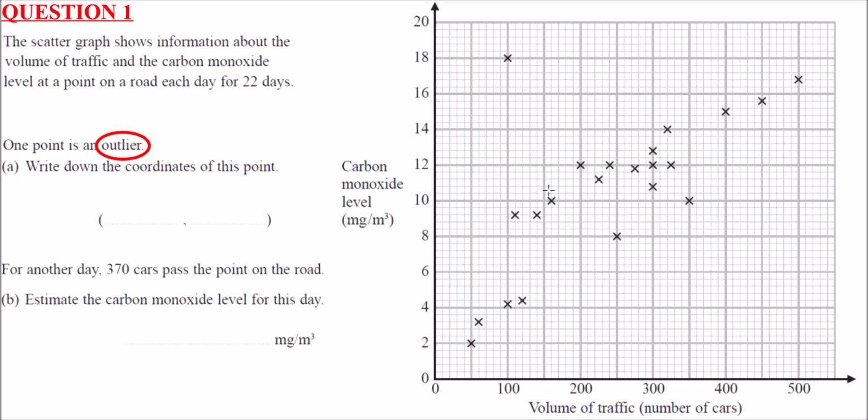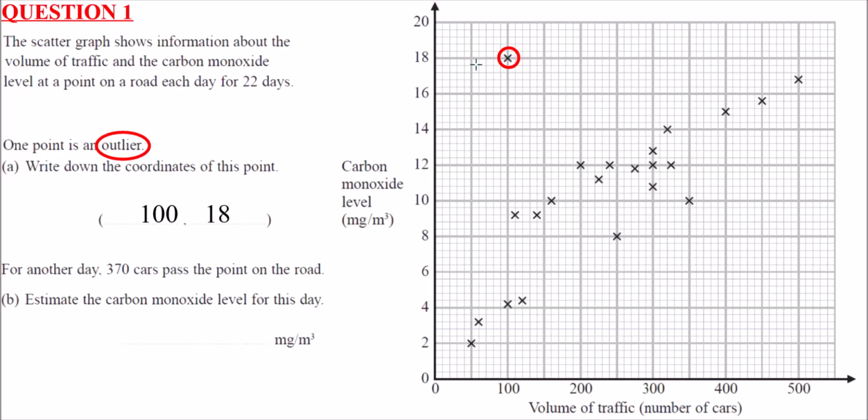So you can see here, hopefully, these points are all going in a generally positive direction, whereas this one here just seems way out. So the outlier is actually this point up there. So the coordinates of this point are 100 and 18. So there's the first marks to getting the coordinates of that outlier.